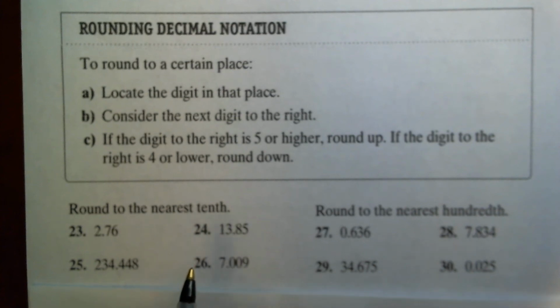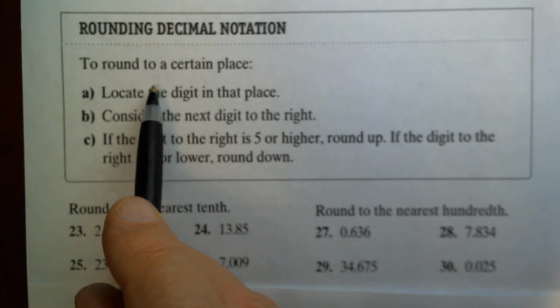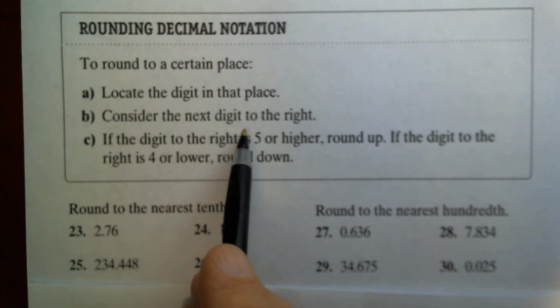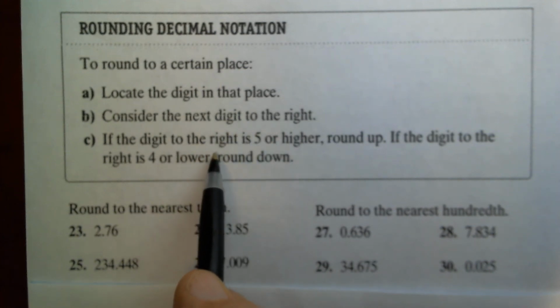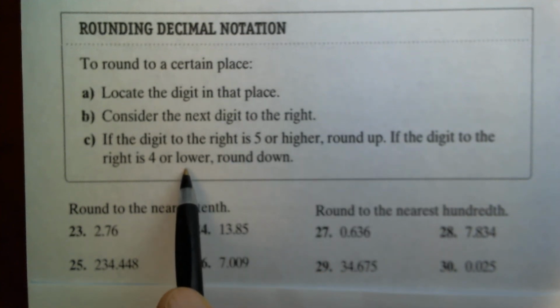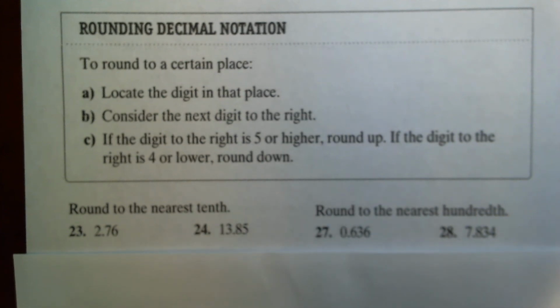Next is rounding, and that's pretty important that we learn how to do that properly. So we're rounding a decimal notation, but to round to a certain place, locate the digit in that place. Consider the next digit to the right. If the digit to the right is 5 or higher, round up. If the digit to the right is 4 or lower, round down. What does that mean? Well, when we look at number 23, we're told to round to the nearest tenth. So the tenth position is where the 7 is. The 7 is followed by 6, which is 5 or higher. So in other words, we round that up to 2.8.